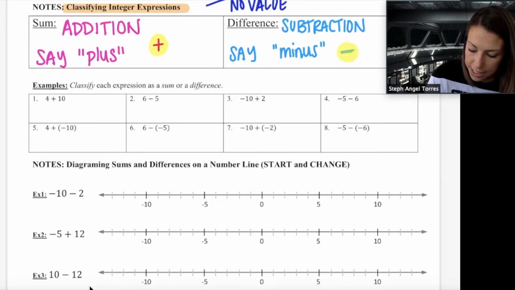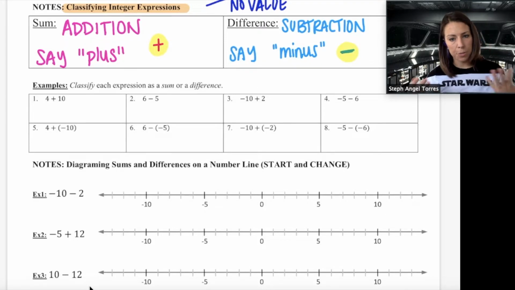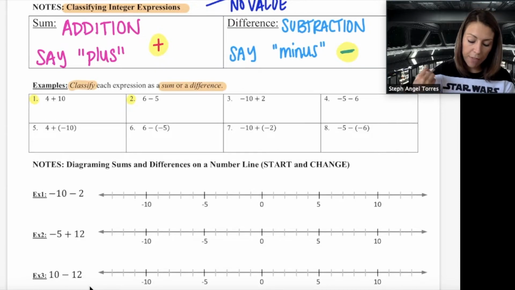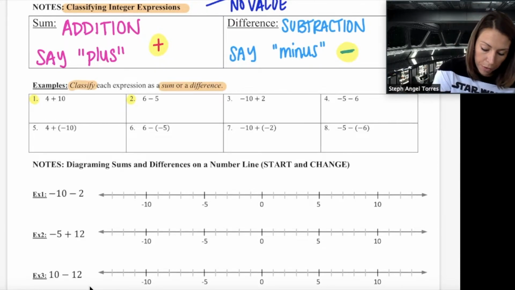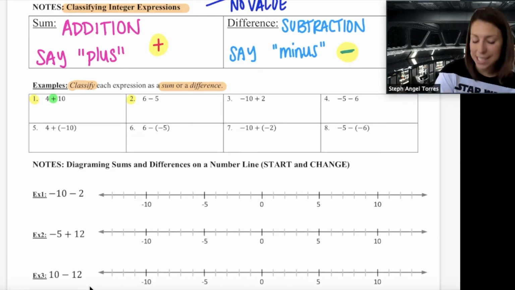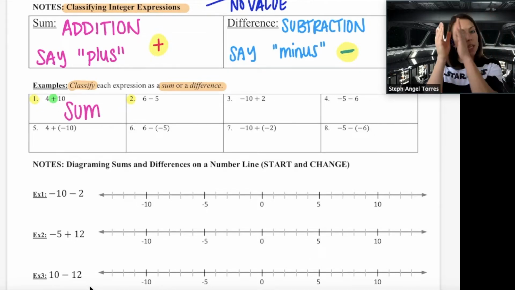Now, the hard part with a difference is that that symbol that I drew is also used to represent negative. So we have to be a little bit careful with that. Let's go ahead and look at numbers 1 and 2, and then you'll do the other ones on your own. If I read it out loud, number 1 would read 4 plus 10. So again, because I'm saying the word plus, we would classify this expression as a sum. It goes into the sum category.